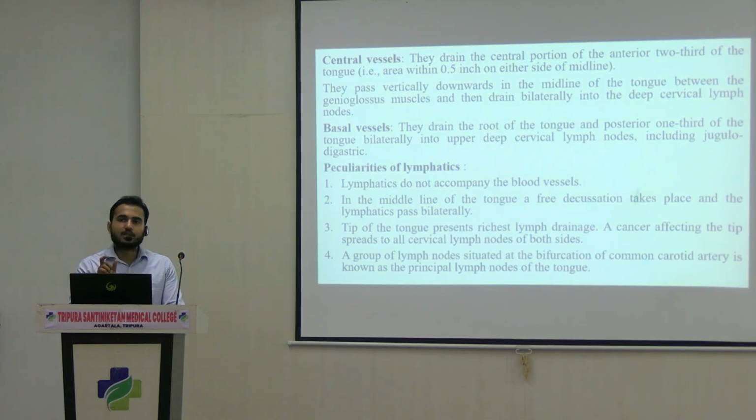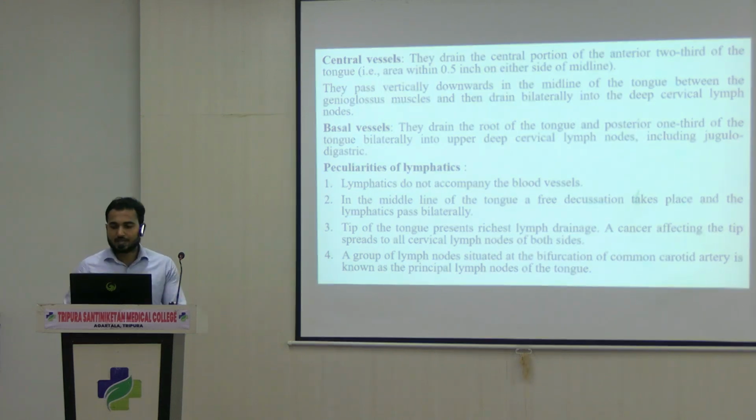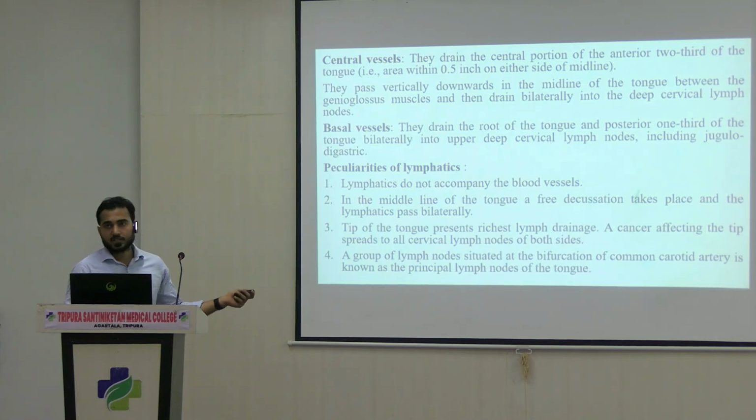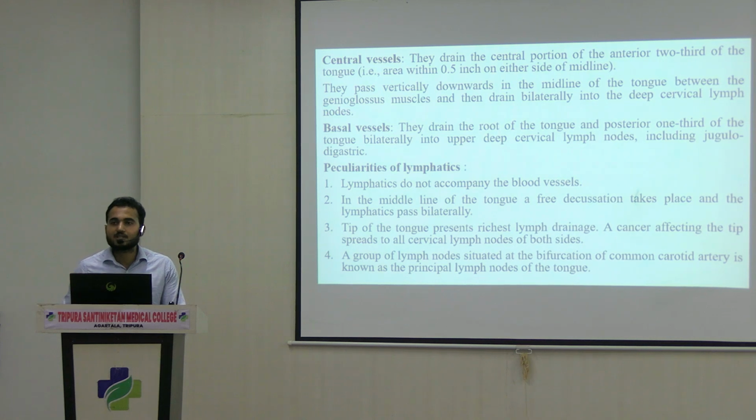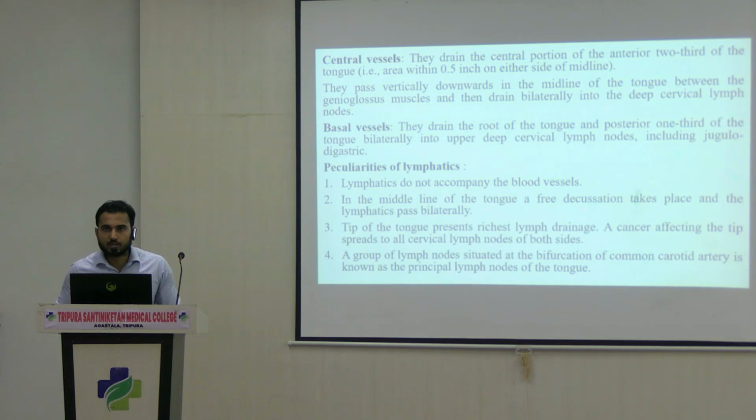Next, the tip of the tongue has the richest lymphatic drainage. So a cancer affecting the tip can spread to different areas by cervical lymph nodes. Next, a group of lymph nodes situated at the bifurcation of the common carotid artery is draining most of the part of the tongue, and that is nothing but the deep cervical lymph nodes. So that is all about the lymphatic drainage of the tongue. Now, with the lymphatic drainage of the tongue, the gross part is over. Next, we will see the applied importance of the tongue.